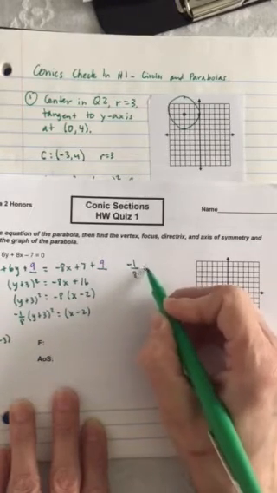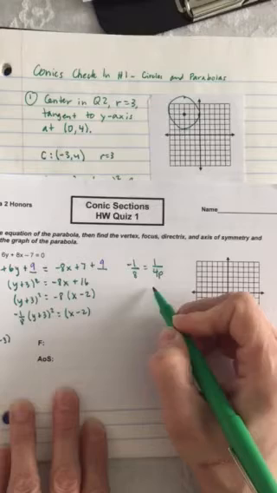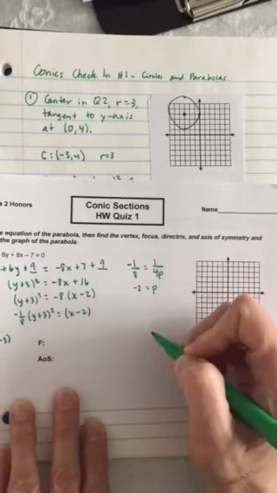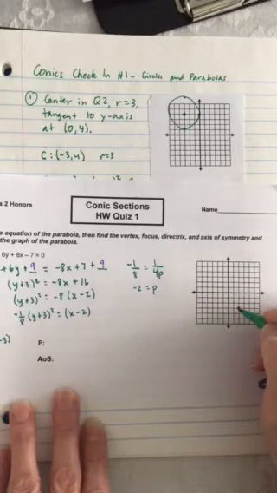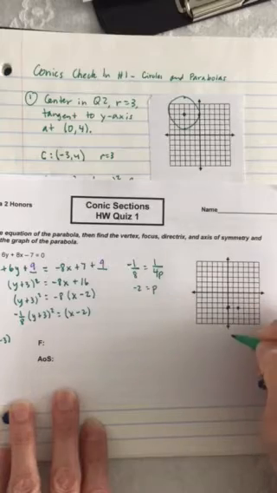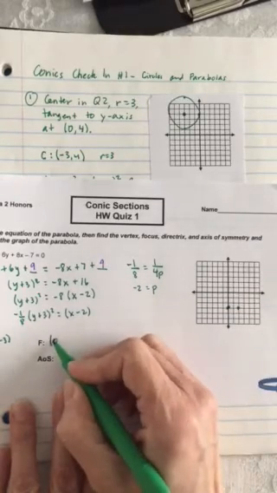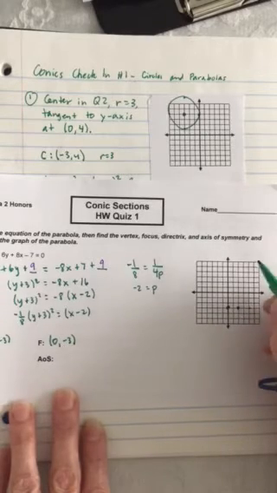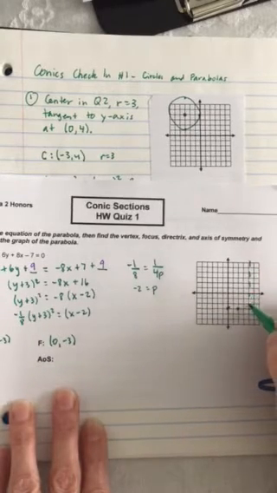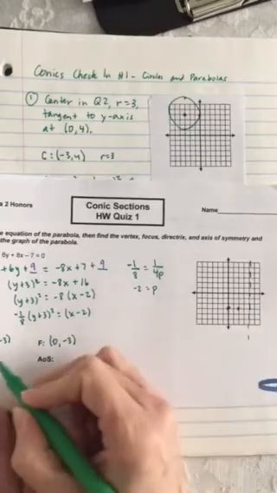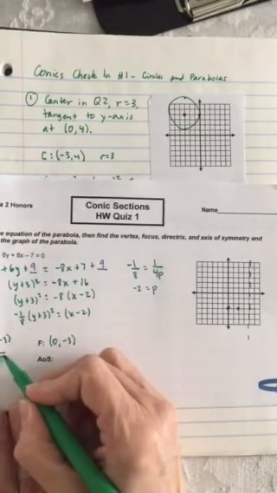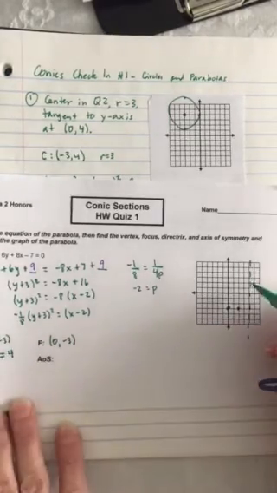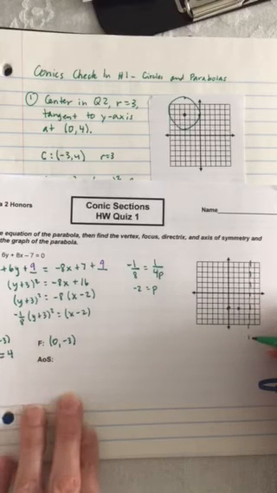So we got that -1/8 is 1 over 4p. So p must be -2. So I'm going to go 2 units this way, and that's going to give me the focus. So my focus is (0, -3). I'm going to go 2 units in the other direction. This is going to be my directrix. So there's my directrix. So that's a line. That equation is x = 4. Notice directrix is a whole line. It's not coordinates. So give us the equation of a line.